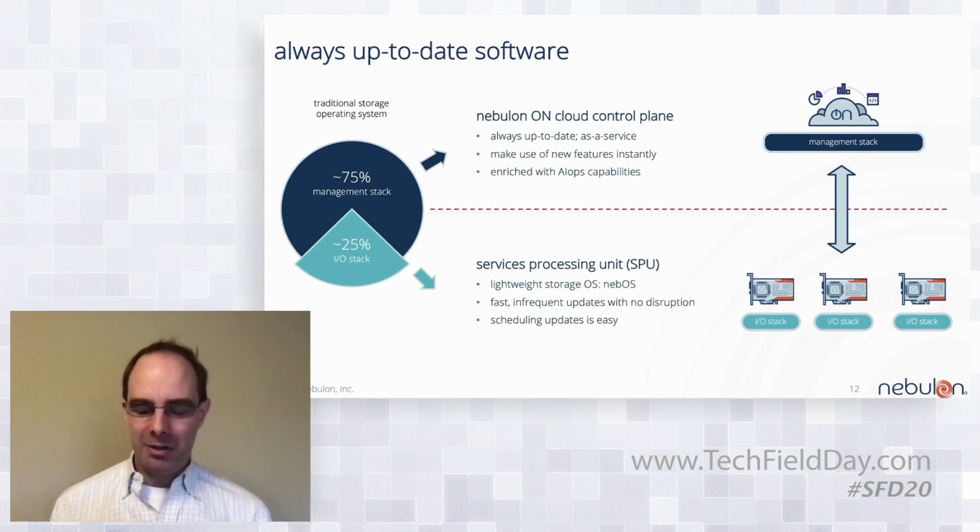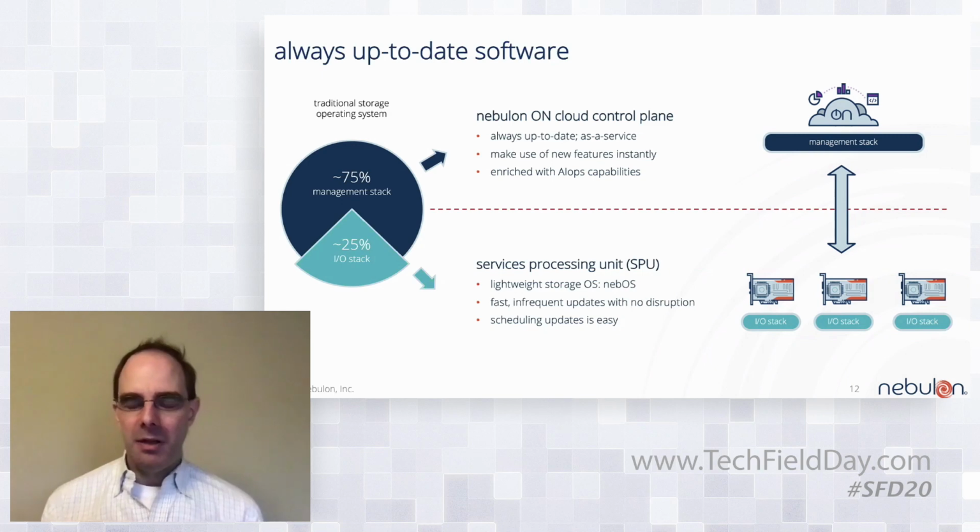For the IO stack, the primary impact is that the firmware is now much smaller. It's much simpler, and it's going to need many fewer updates. And when an update does happen, it's going to be easier to administer because the control plane is still running in the cloud and not changing, and only the firmware on the individual cards is changing.